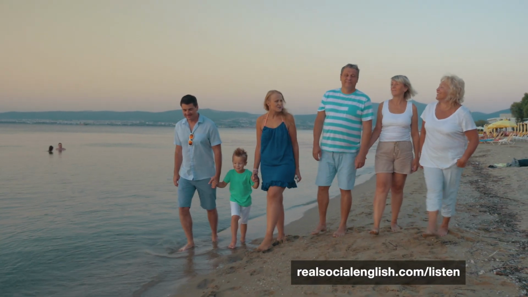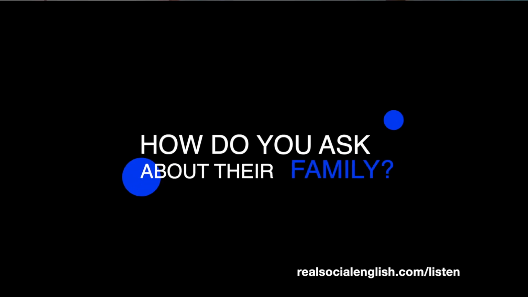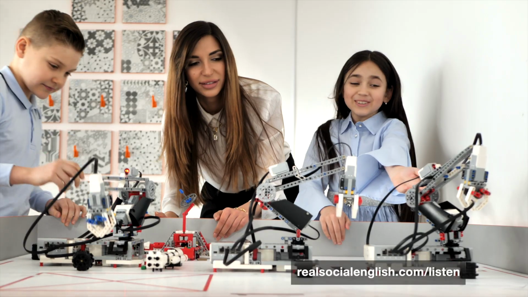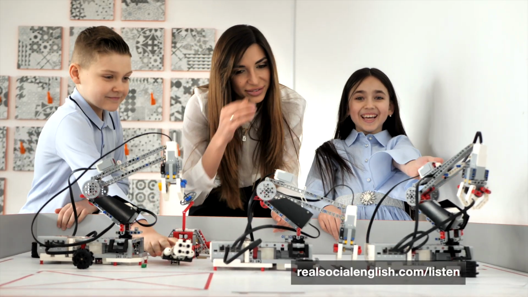So now that we've gone through all of that, F is for family. So this is a very pleasant, easy way to ask someone about themselves by asking about their family. So how do you do this? How do you ask about their family? Well, let's talk about it. There are a few ways to ask about someone's family in a conversation.